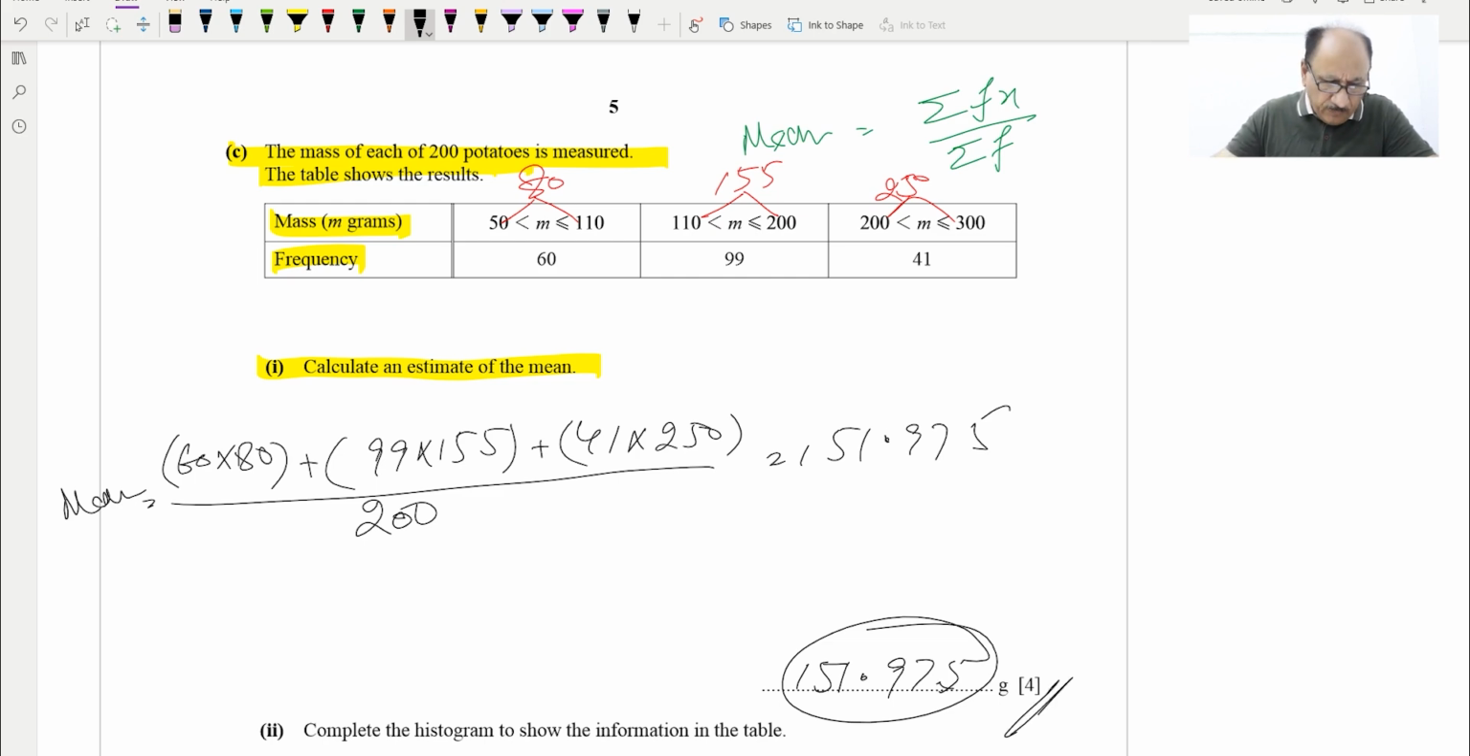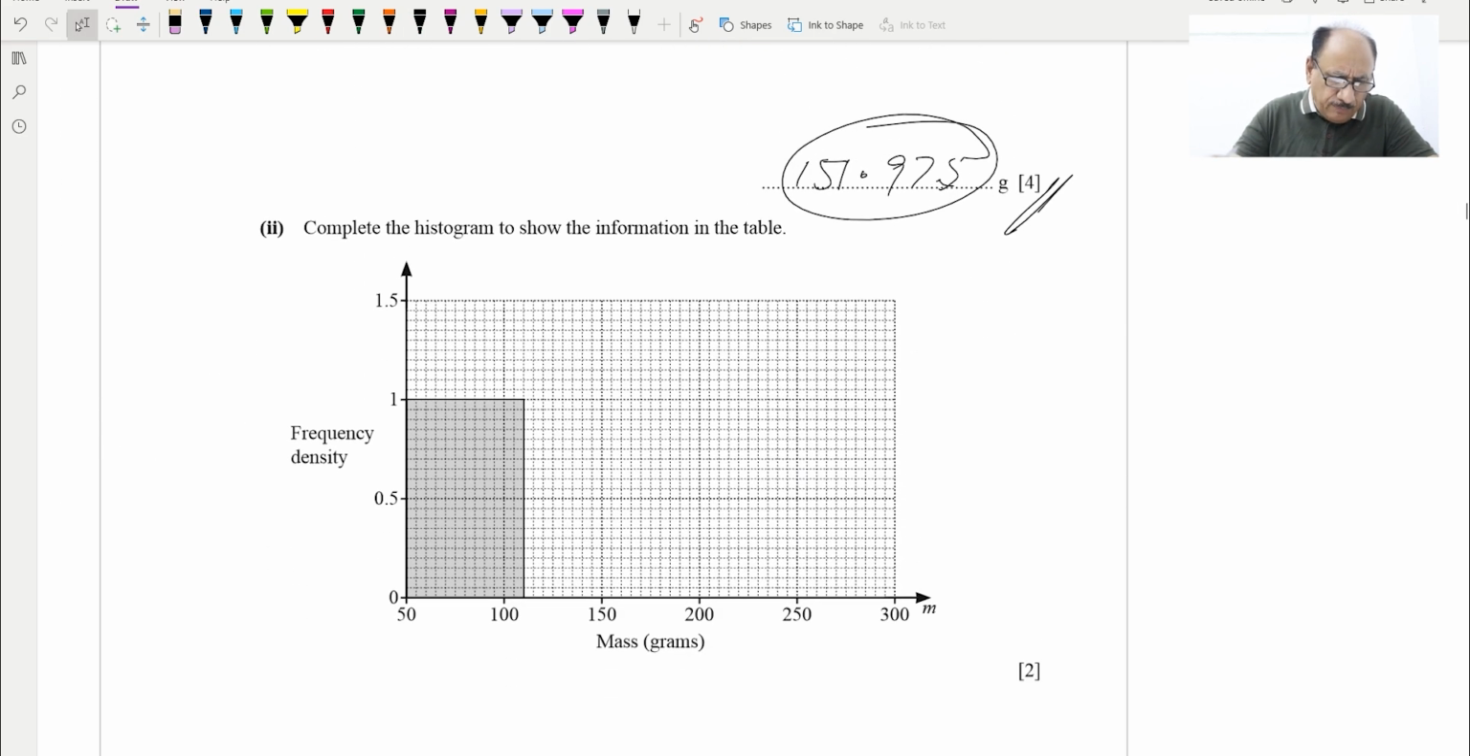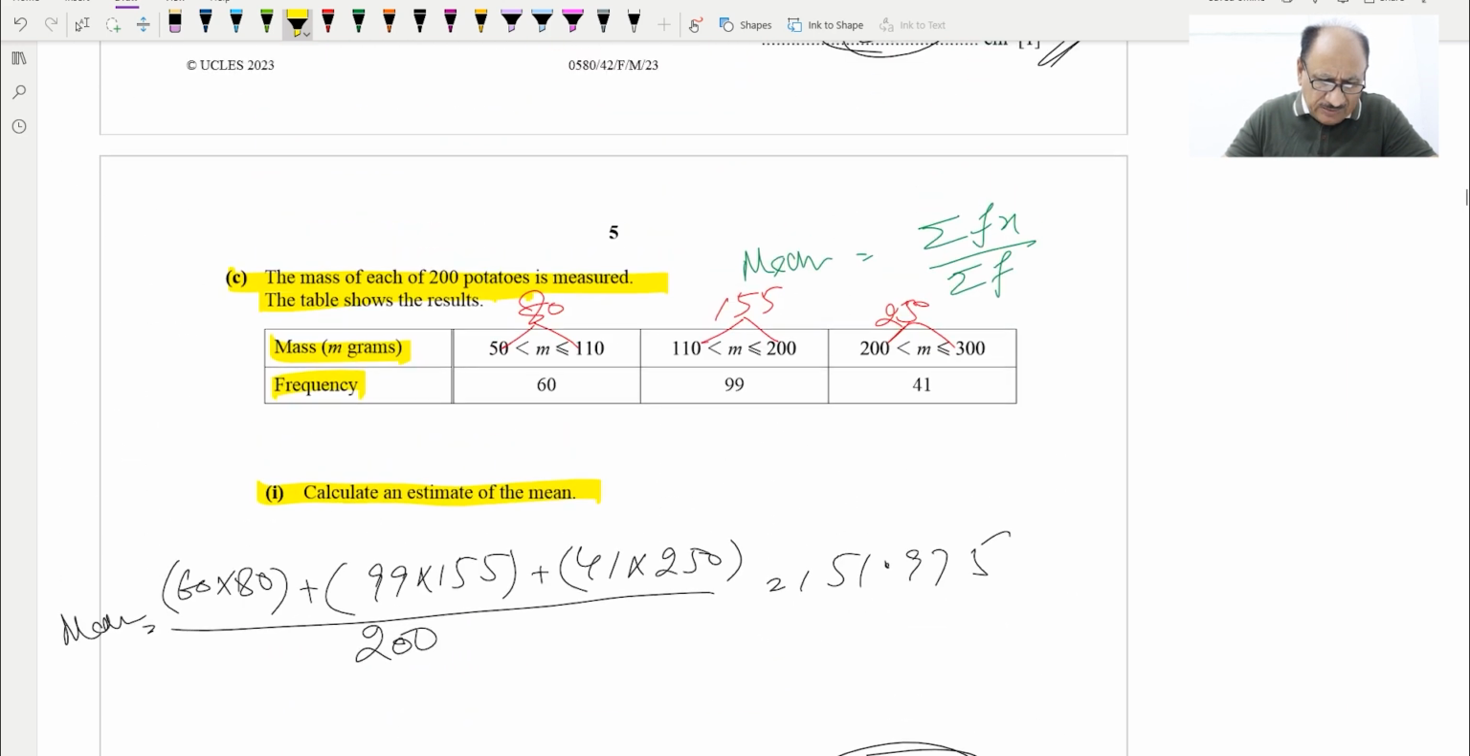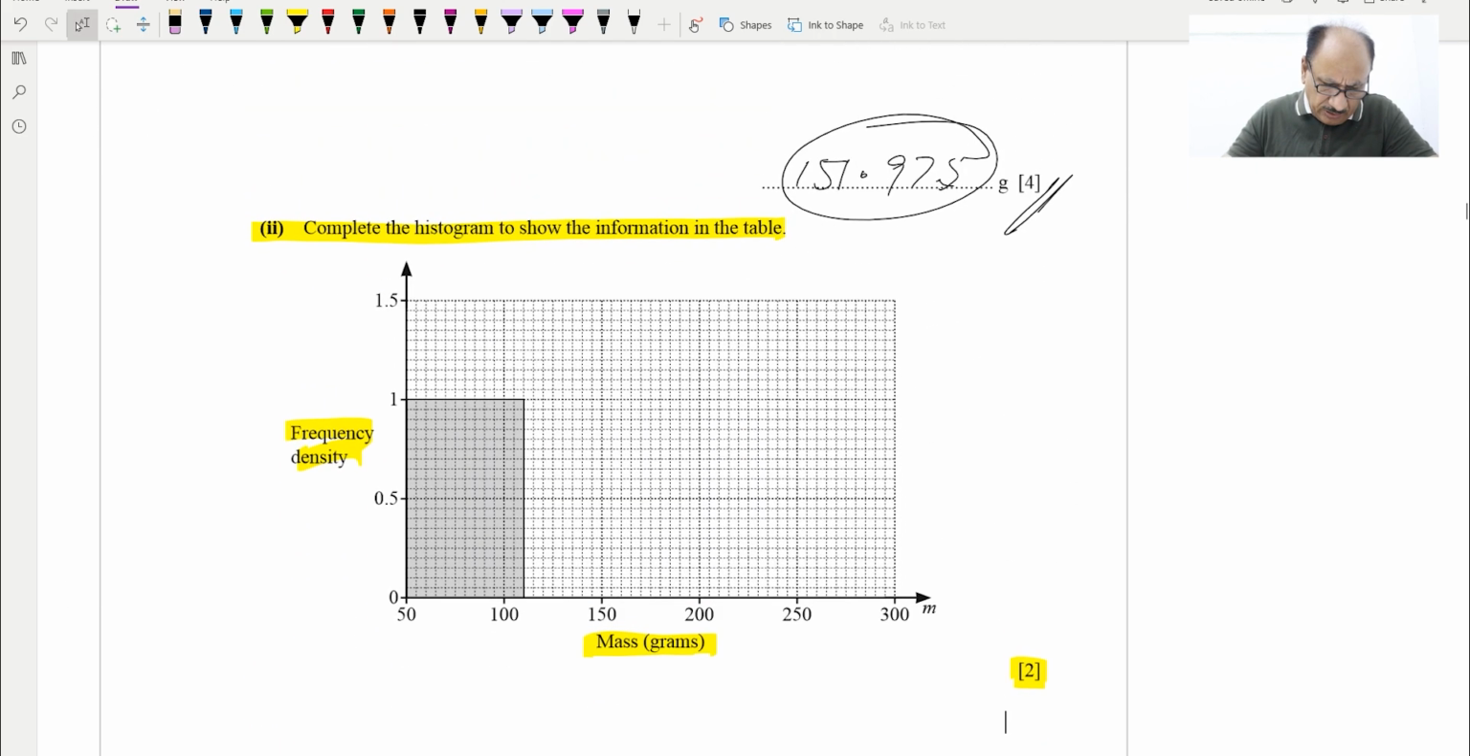This is in grams. Now for the second part, complete the histogram to show the information in the table. This side is frequency density and this side is grams, and this is 2 marks. For the first one they have completed, which is 50 to 110. This is 110, so this one class width will be from here till here, which is 60. So class width is 60.